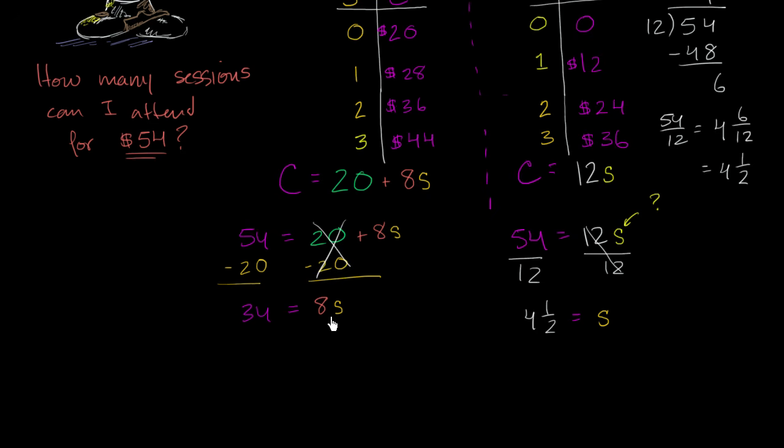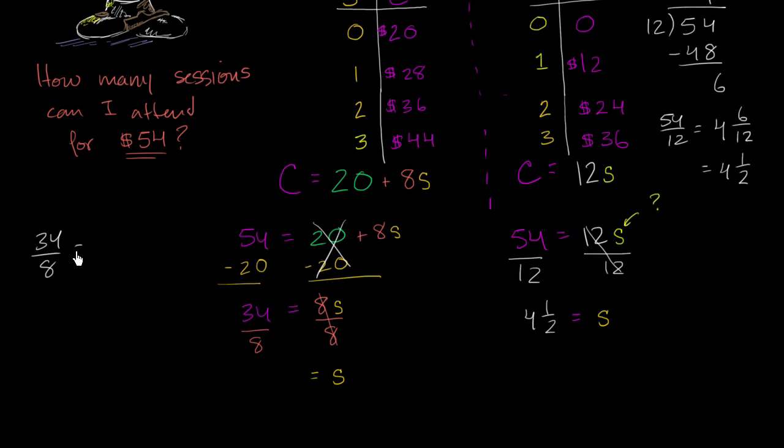So we're almost done. We just want to isolate the s right here. And you can imagine the easiest way would be to divide the right-hand side by 8. But if we're dividing the right-hand side by 8, we have to do the same to the left. And so what do we get for the number of sessions that we would have to attend? Well, these cancel out, and so the number of sessions is equal to 34 divided by 8.